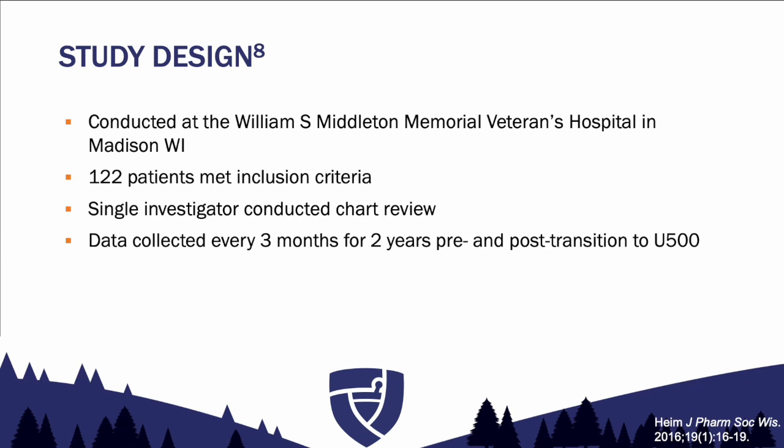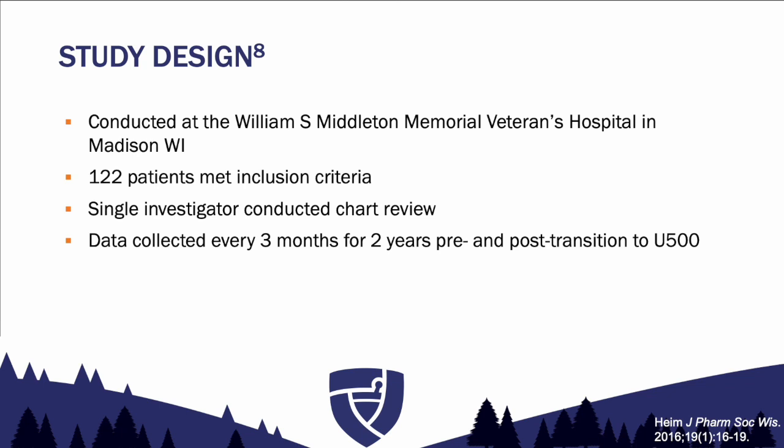To meet the inclusion criteria, patients had to be on U500 at the Madison VA for at least 3 months, and we had to have pre-U500 data. And in order to receive U500 at the time at the Madison VA, you had to be on at least 200 units of conventional insulin, have good adherence, and pass a checklist of understanding and ability to draw up the insulin. So we had to have pre-data and at least 3 months, at least that initial data point post-data.